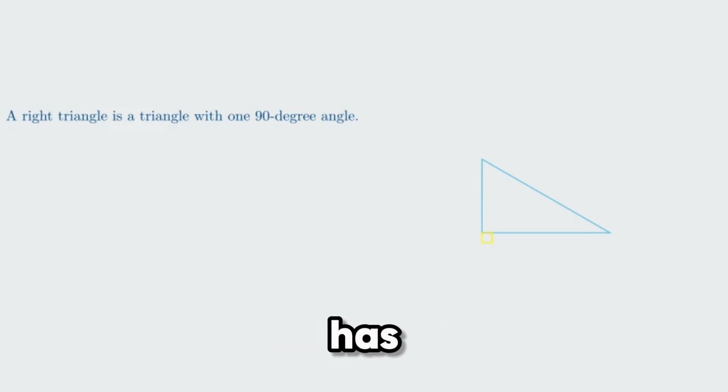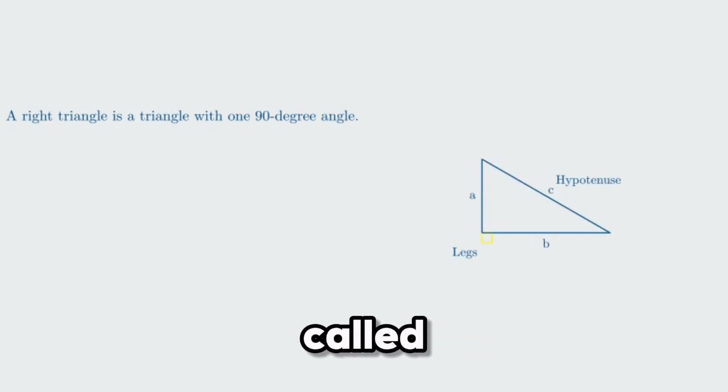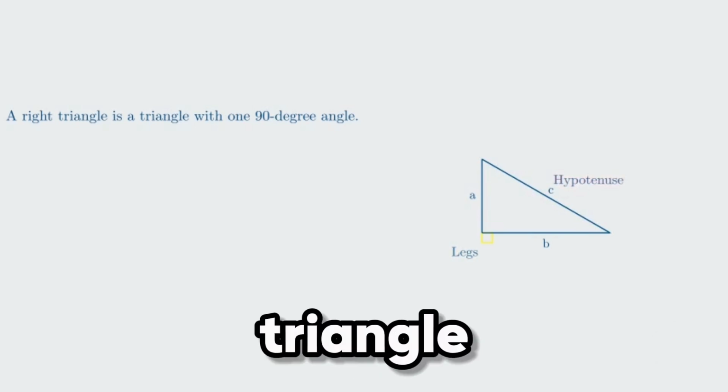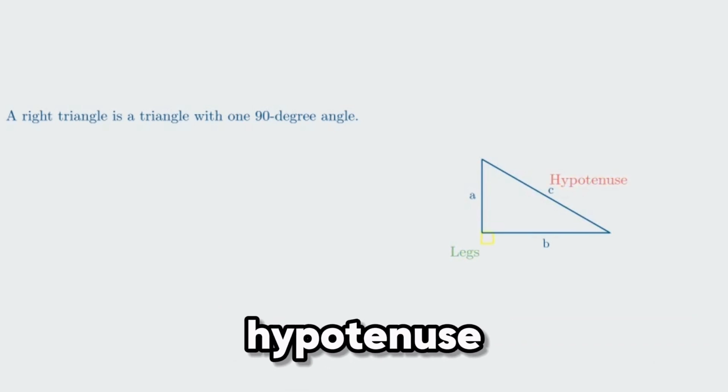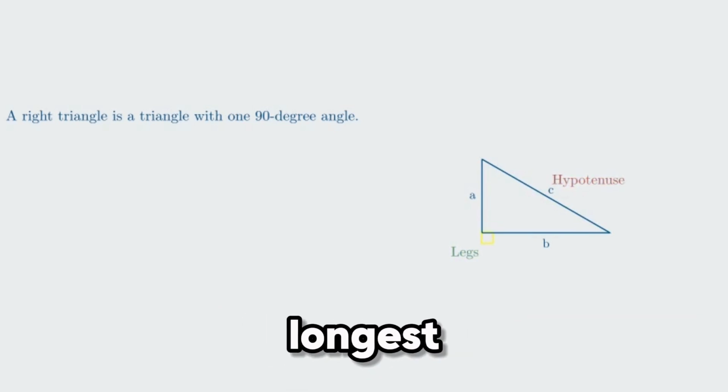Every right triangle has three sides, and each side has a special name. It's really important to get these names right. First, the two sides that form the right angle are called the legs. We'll label them A and B. Second, the side that is opposite the right angle is called the hypotenuse. The hypotenuse is always the longest side of the triangle. We'll label it C. So, to recap, a right triangle has two legs and one hypotenuse. The hypotenuse is the longest side and is opposite the right angle.